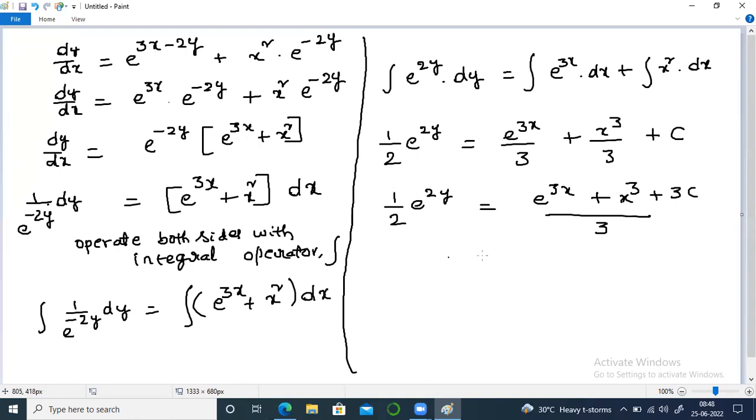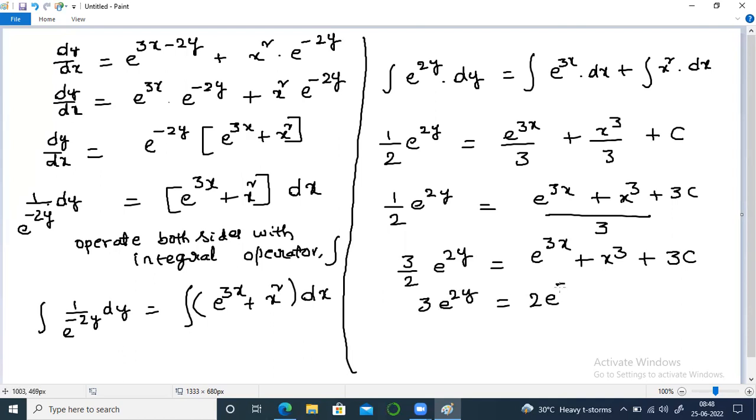Now, if you take this 3 by 2 e power 2y is equal to e power 3x plus x cube plus 3c. So 3 into e to the power 2y is equal to 2 into e to the power 3x plus 2 into x cube plus 6c. So this is the final equation. This is the final equation.